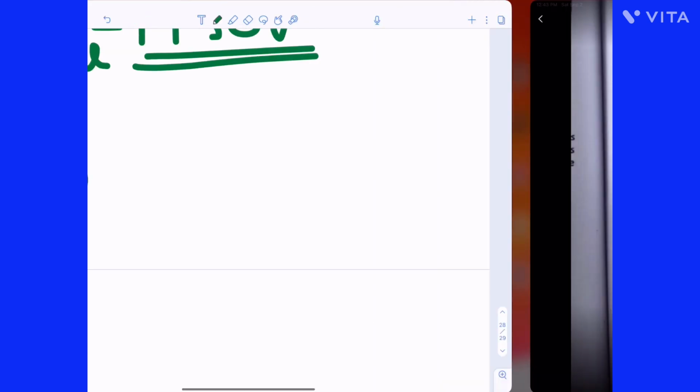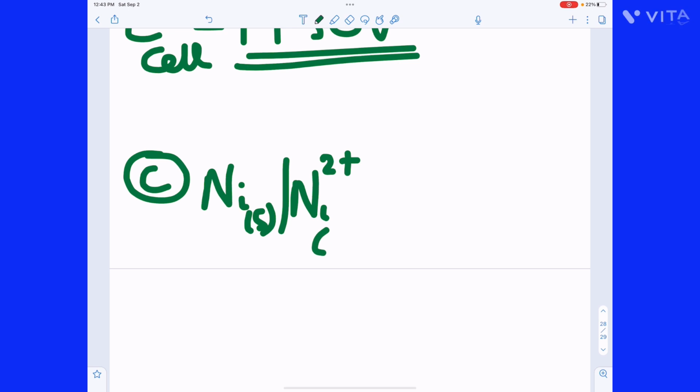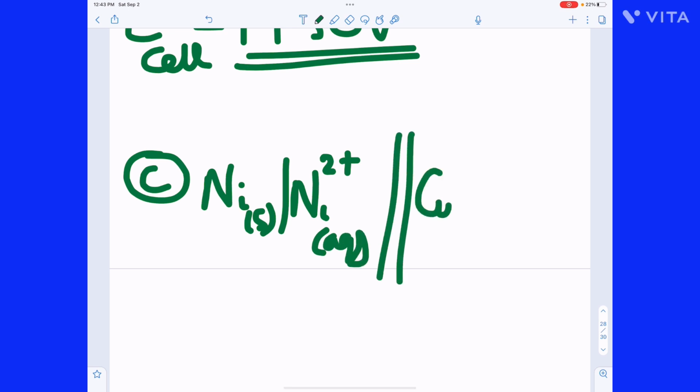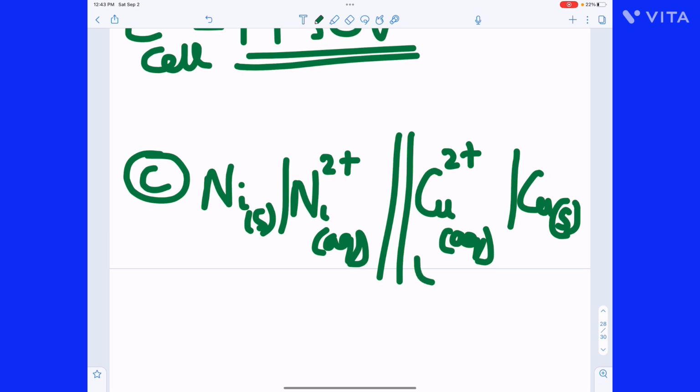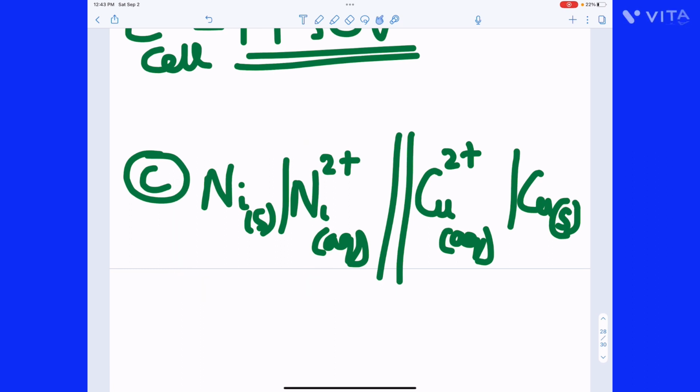So let's go ahead and do that. My two half cells are: the oxidation half cell, nickel, Ni2+ aqueous, and the reduction half cell, copper, Cu2+ aqueous. This should be two lines, and let me not make the lines too long, with Cu solid. This is the reduction half cell, and this is my oxidation half cell. So let's go ahead and get the EMF of this cell.